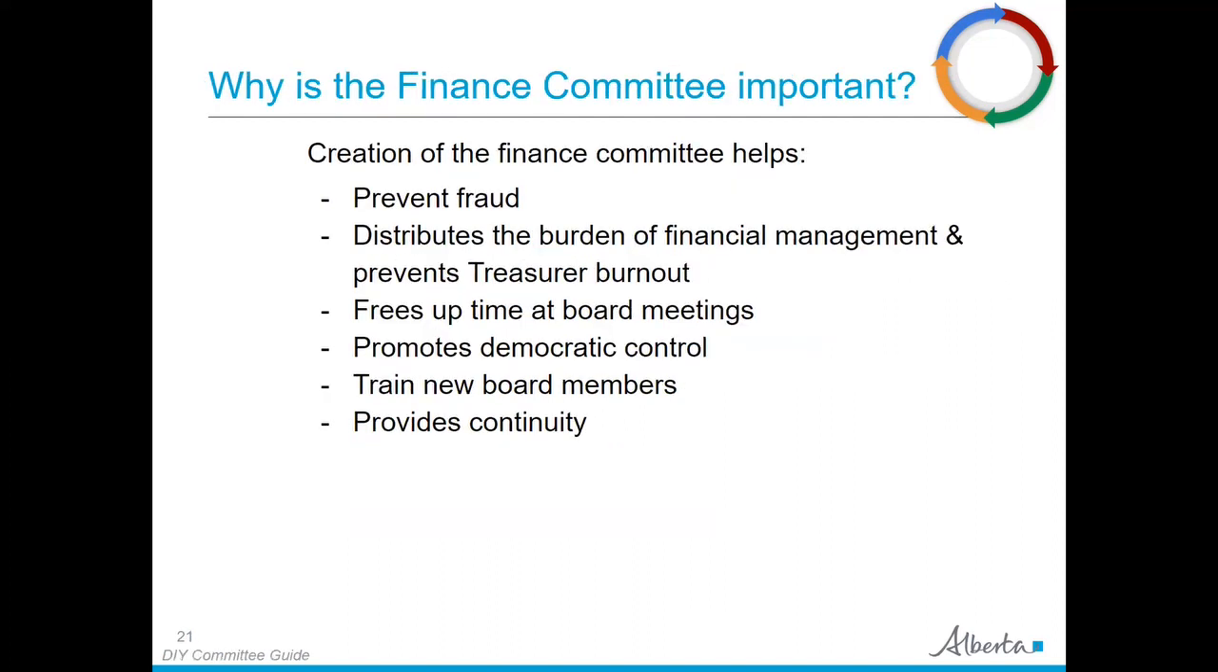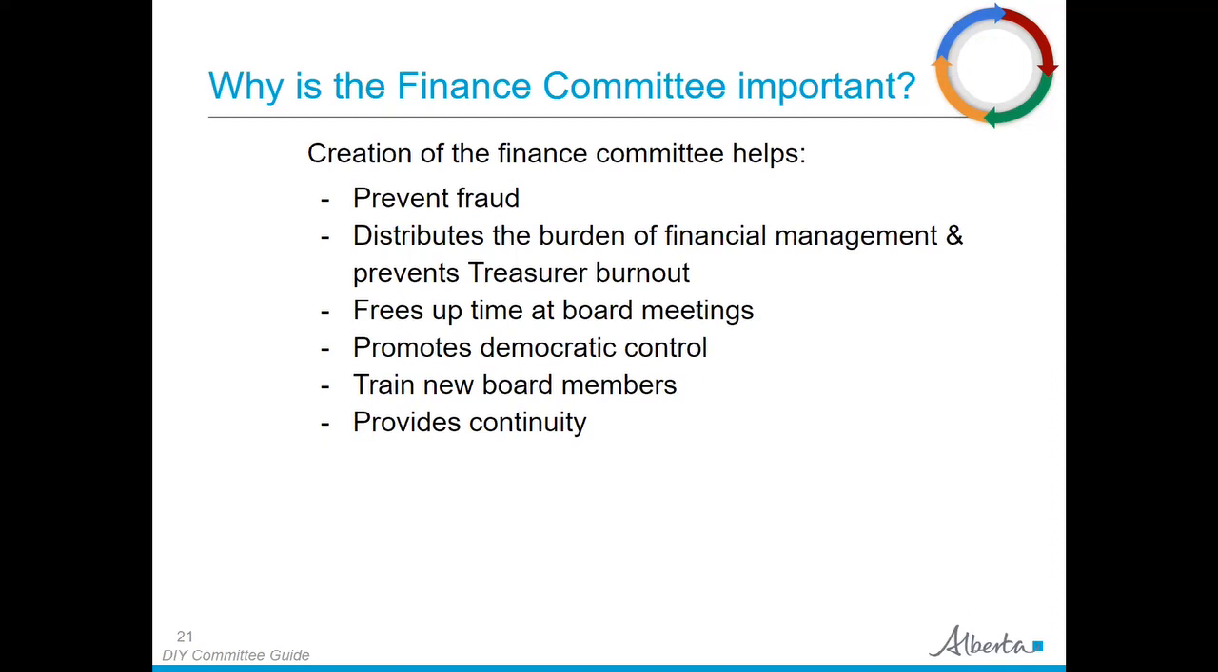There are a number of benefits to having a finance committee to help the treasurer perform their duties. There are significant risks if all financial tasks are performed by one person without supervision from others. So having a finance committee will help to prevent fraud. It spreads the burden of financial management around and therefore potentially improves its quality. It can also help avoid treasurer burnout. It frees up time at board meetings because detailed financial discussions can happen in the finance committee.